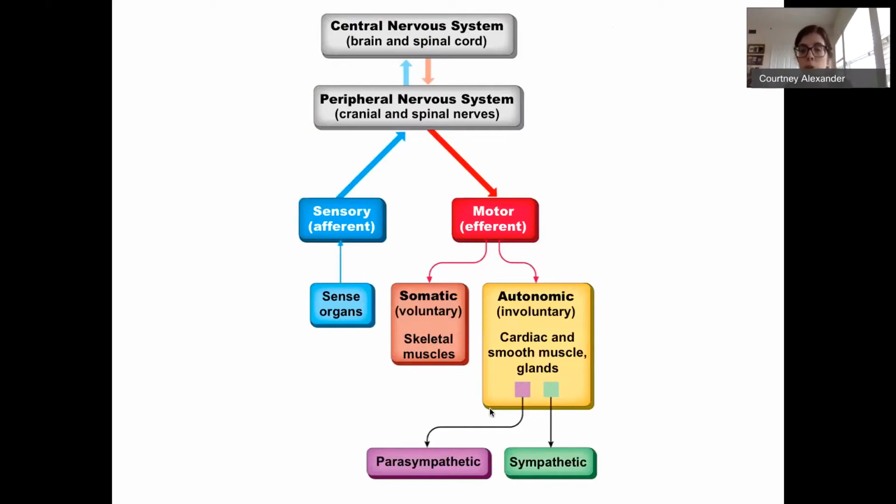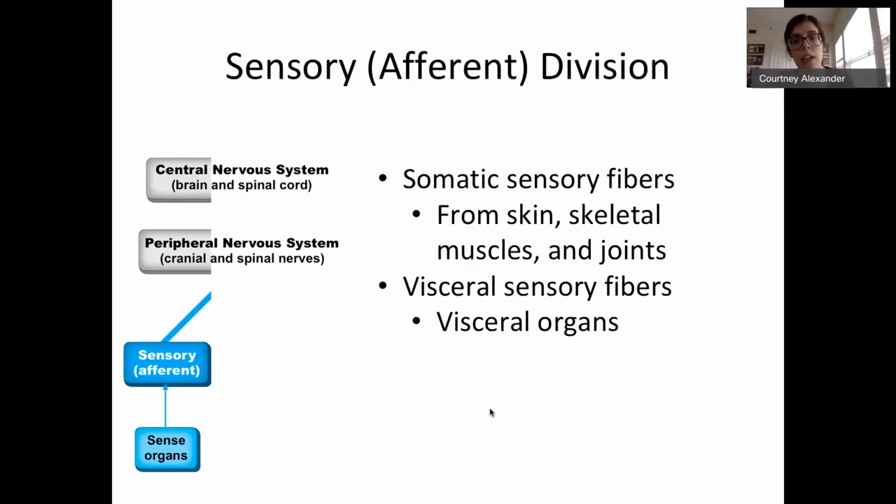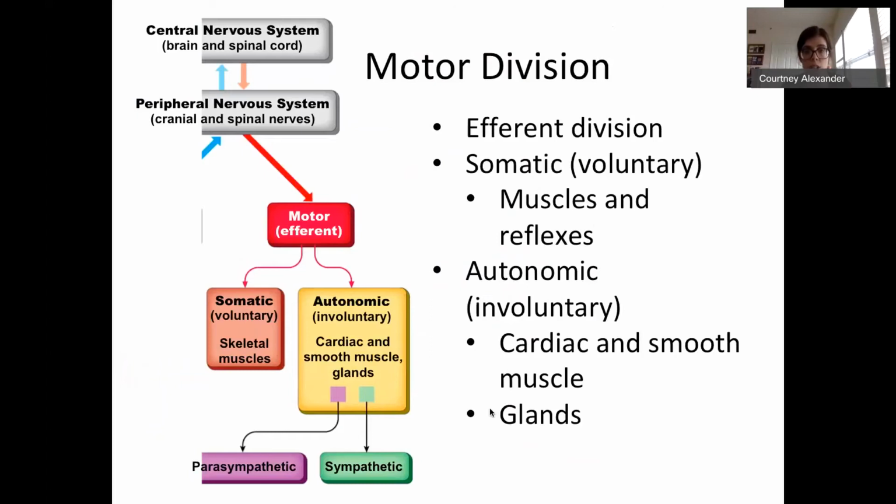Those motor nerves can further be broken down into somatic, which are voluntary. Again, our skeletal muscles, we control that with conscious thought, or autonomic, which means involuntary. And these are things like our cardiac and smooth muscles and our glands. That autonomic section has two divisions to it as well: parasympathetic and sympathetic, which we will discuss in more detail at the end of the chapter. So again, that afferent division, this is our somatic sensory fibers that come from our skin, our muscles, or joints, as well as visceral sensory fibers from our visceral organs. And that efferent division controls both voluntary and involuntary motor nerves.